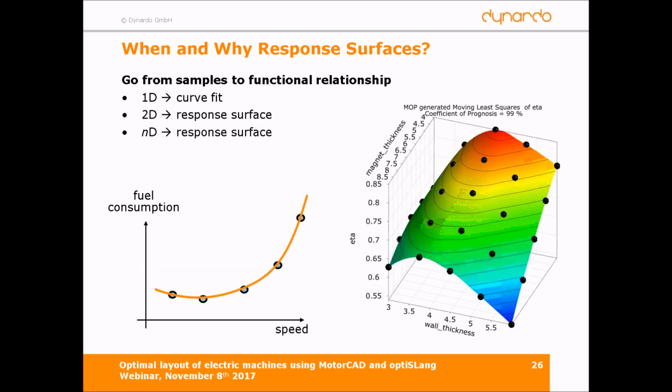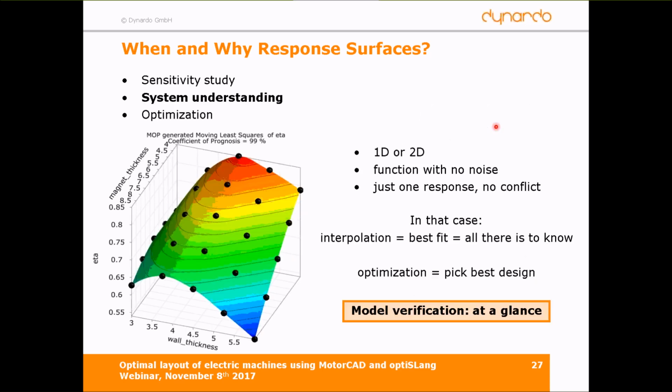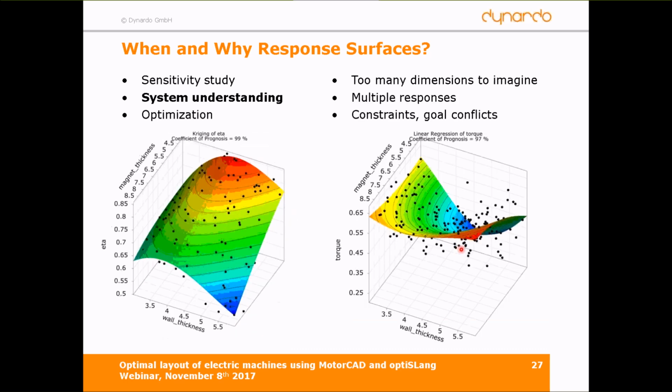For the one-dimensional or the two-dimensional case, if you look at the meta model, it is just an interpolation. If the curve goes through the points, that's okay. If the response surface goes through the points, that's okay. If I want to maximize the efficiency eta, well, this is the best point. So here I have the best point, which is simply picking it. The interpolation is the best fit, and you can pick your best design.